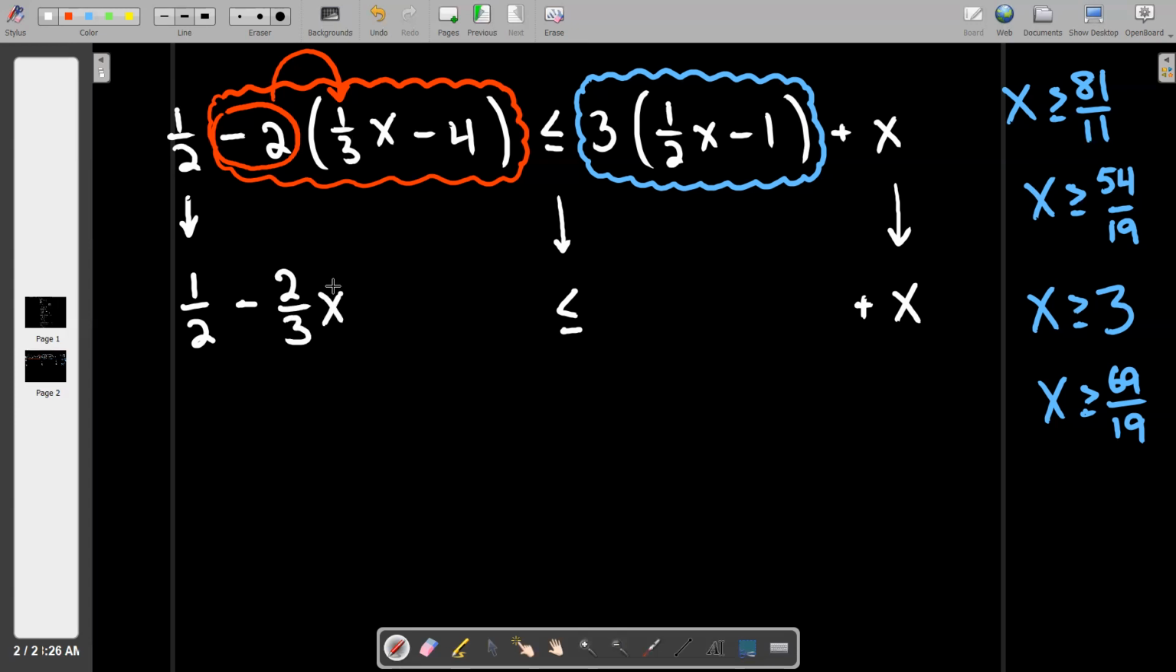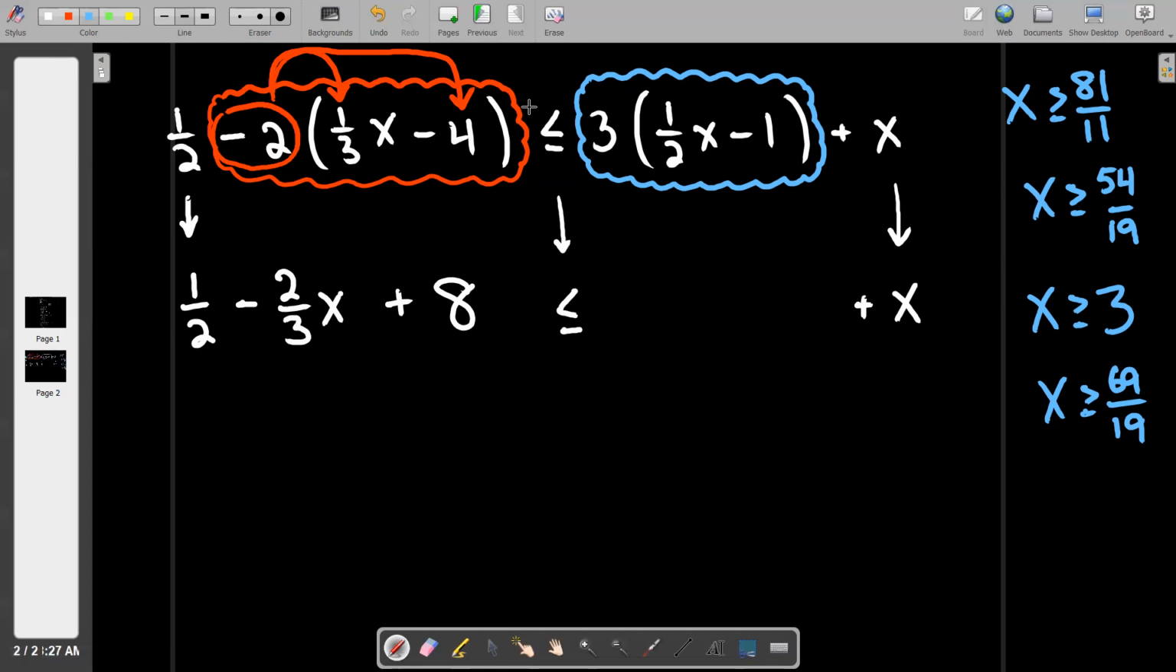Nothing to it. Think of the 2 as 2/1, and you just go straight across the top and the bottom. And then the second multiplication, you probably don't need an explanation for that. That's a negative 2 times another negative 4, which makes a positive 8. So we survived the red box, and now we're on to the blue box.